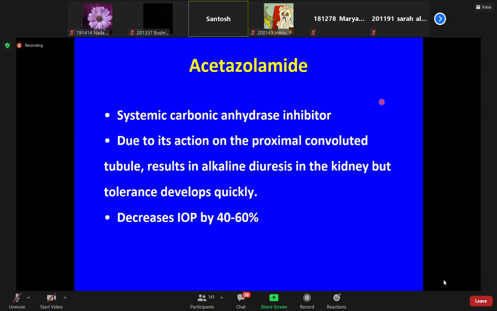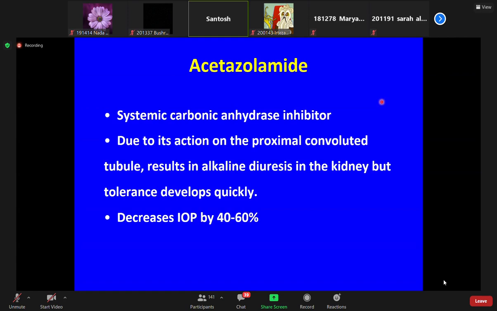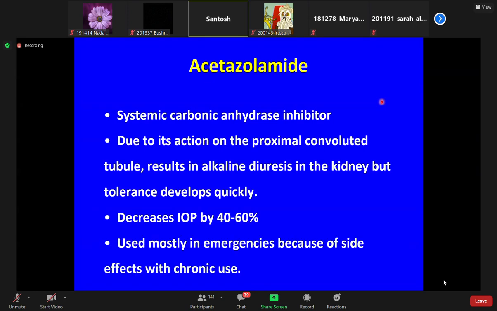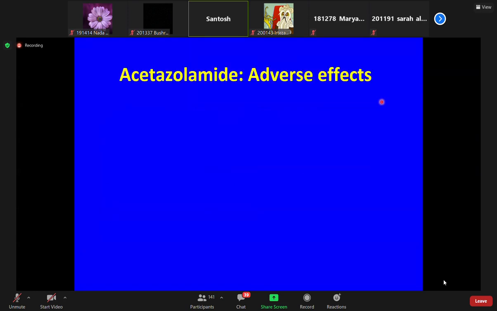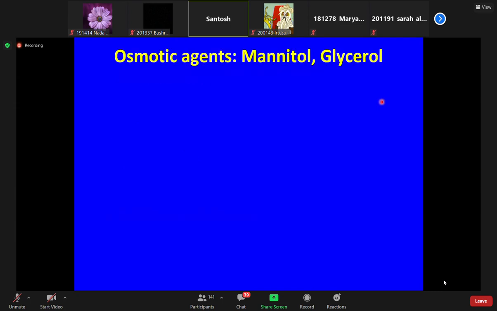So in emergencies, especially with acute angle closure glaucoma, when the pressure is very high, there's a risk of loss of vision, you start with IV acetazolamide, and then you give oral acetazolamide, and then you also give topical beta blockers and alpha-2 agonists, and then later on you might give the cholinergic agonists. So that's the main use. So use mostly in emergency because of side effects with chronic use. Adverse effects: metallic taste, paresthesias, kidney stones because of, as I said, acid-base imbalance, so it leads to kidney stone formation. Then we have osmotic agents, mannitol and glycerol.